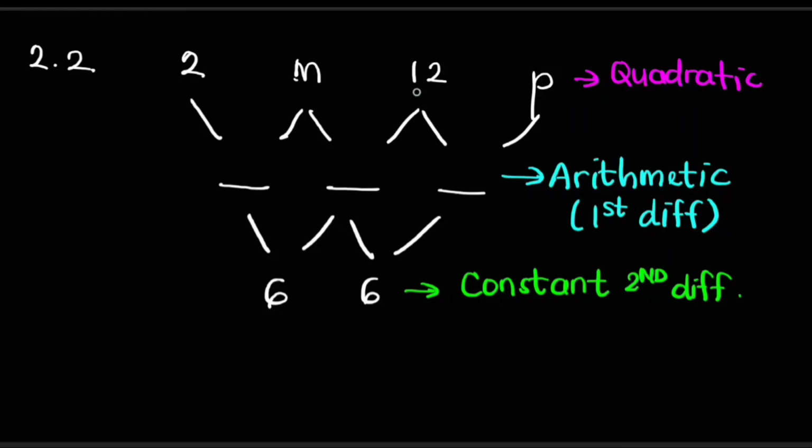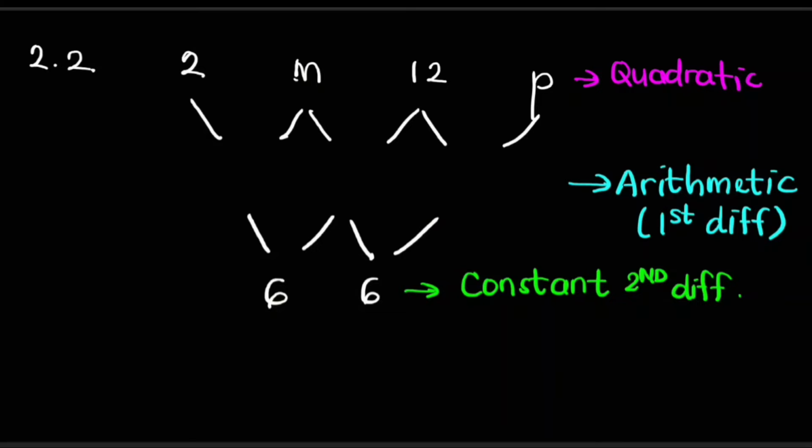So let me show you. I'm actually going to start off from the end here with p, and I'll move backwards. So we know that the first difference means subtract, right? So the difference between these values would give you this term. So it would be p minus 12.